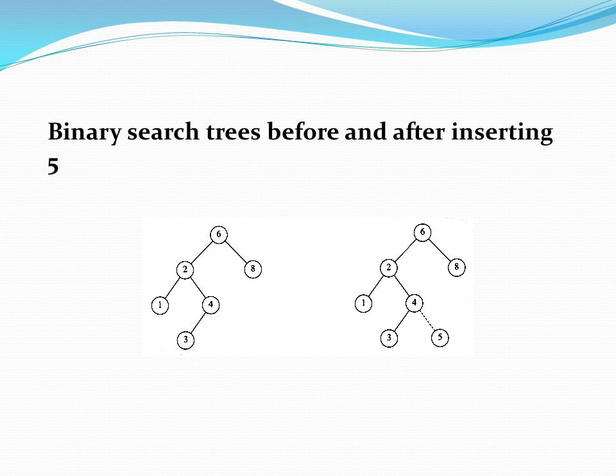The right subtree is null, so we are inserting there. The pointer is from 4 to 5. The second figure shows that 5 is inserted in the right subtree of 4.